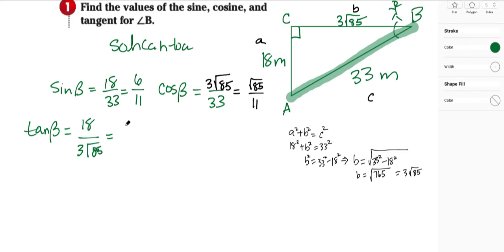So we're going to first simplify, and when we do that, we get 6 over the square root of 85, and then we'll rationalize the denominator by multiplying top and bottom by the square root of 85. You with me, guys? You remember this. Then we get 6 root 85 over 85. And that is the sine, cosine, and tangent of angle B.